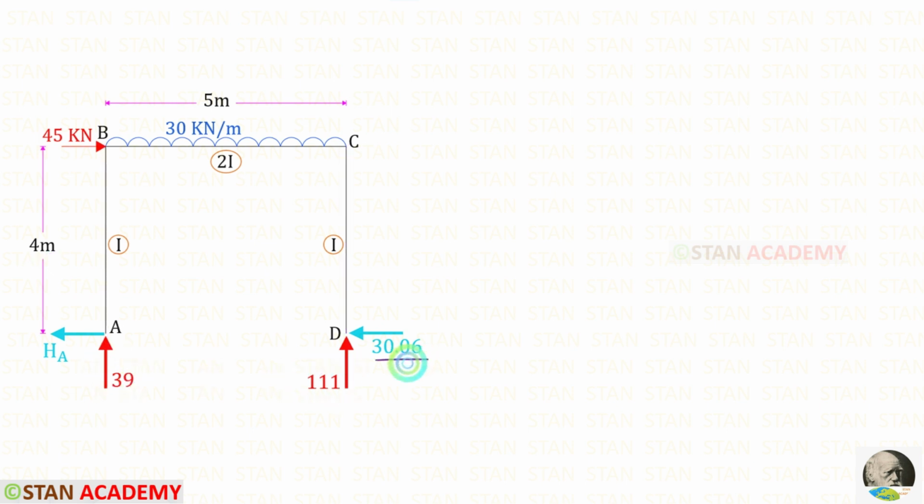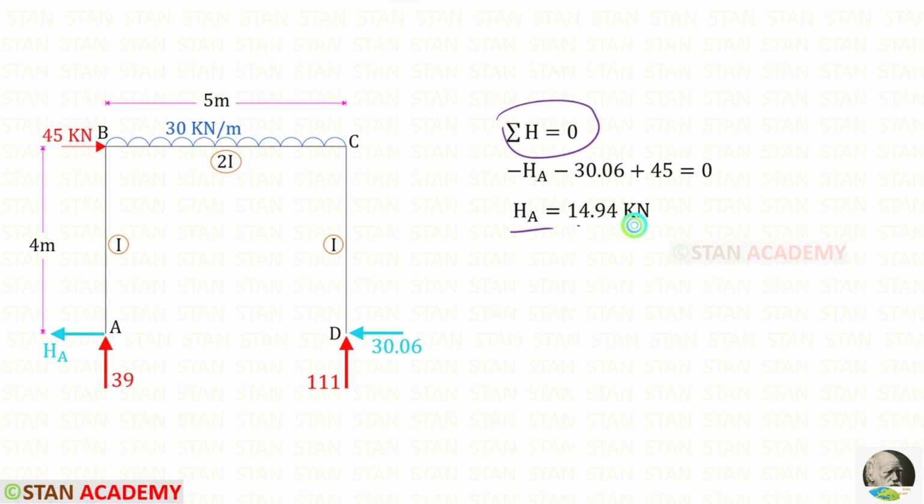For HD, we have got a positive value. That means our assumption is correct. We assumed that HD is acting towards the left side. Since we have got the positive value, it is really acting towards the left side. Now, using this rule, we can find HA.